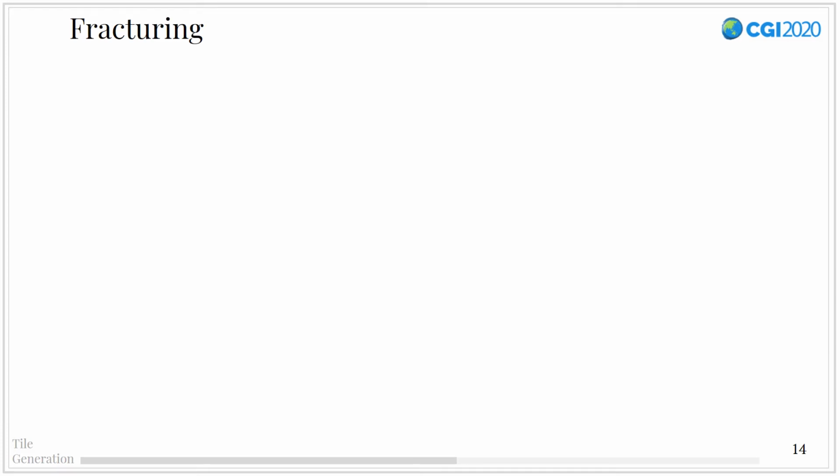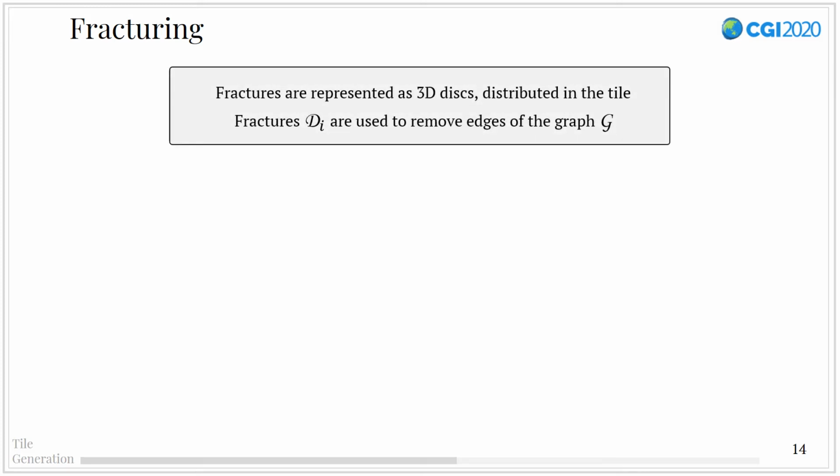We have specific rules for distributing fractures in the tile. In our method, fractures are represented as 3D disks. We first distribute fracture centers and compute fracture orientations based on the desired block type. They can be axis-aligned, following one main direction. They can be tilted or even computed randomly in the case of polyhedral blocks.